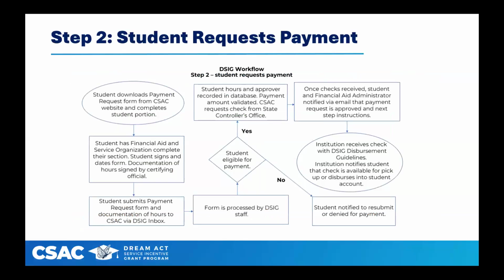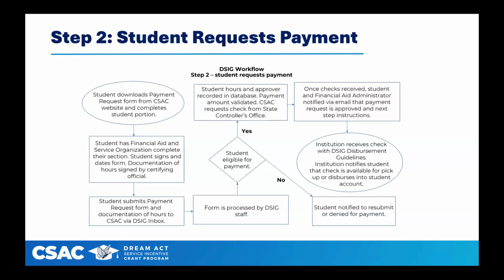All right, and then this is the flow chart of what the student request payment process looks like. So the student is going to download a payment request form from our website and complete their student portion. You may notice as I'm going through the flow chart that this is very similar to when they're applying to the program, and that's because they're kind of going back to all the same people to get the information to be able to send to CSAC. So they'll have the financial aid office and the service organization complete their own section, sign and date the form, and then we also need documentation of those hours. So Dorisha showed the screenshot of the service hour tracker, so we'll need that. Then they'll submit the payment request form and the documentation of hours to our DSIG inbox.